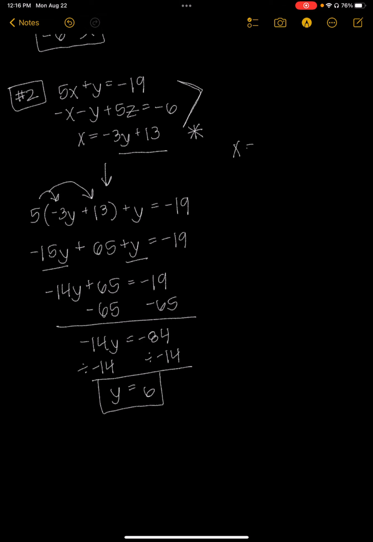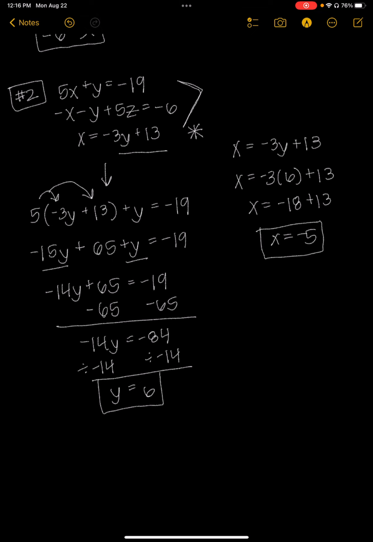So I'm going to say x is equal to negative 3y plus 13, but I know that y is 6, so I'm going to say x is equal to negative 3 times 6 plus 13, which would give me x is equal to negative 18 plus 13, and negative 18 plus 13 is a negative 5, so now I know x is equal to negative 5. All right, cool. So now we have two answers, an x equals answer and a y equals answer. So now we just need the z equals answer.